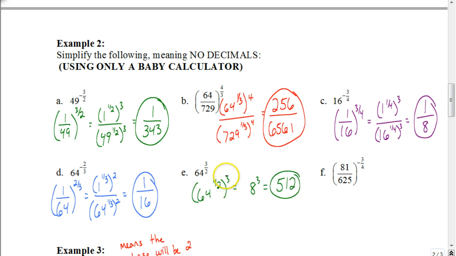For this one, this is not a negative exponent, so it stays at 64. So now we're just going to take the square root of 64 and cube it. Well, the square root of 64 is 8. 8 cubed is 512.